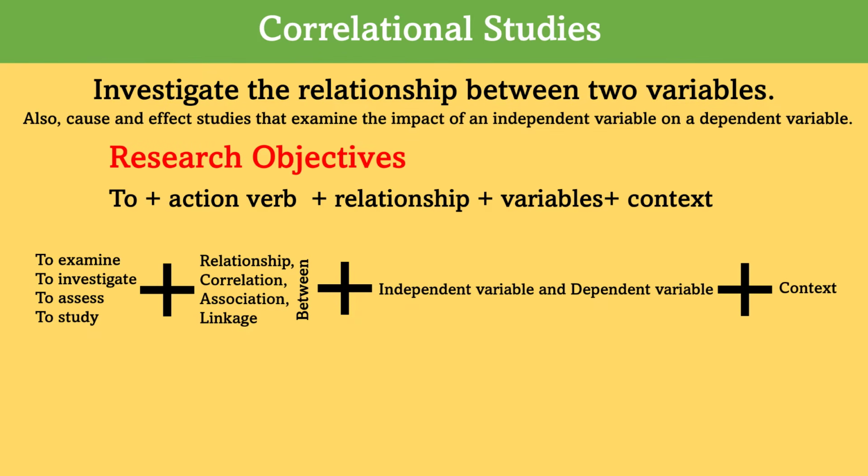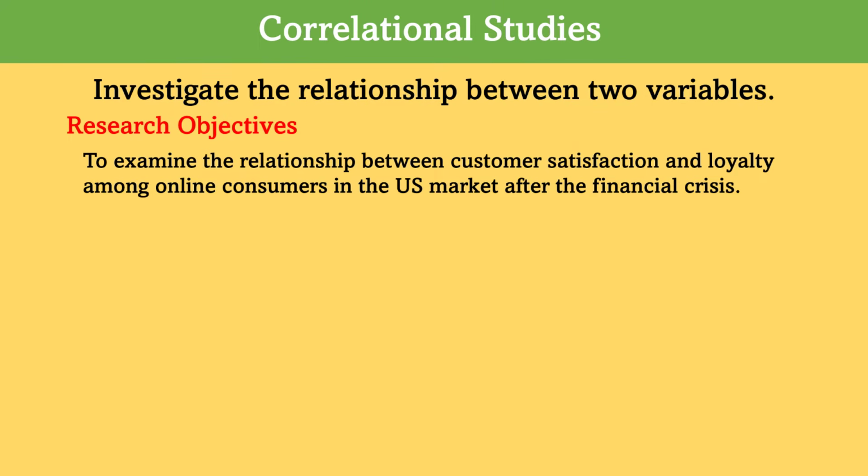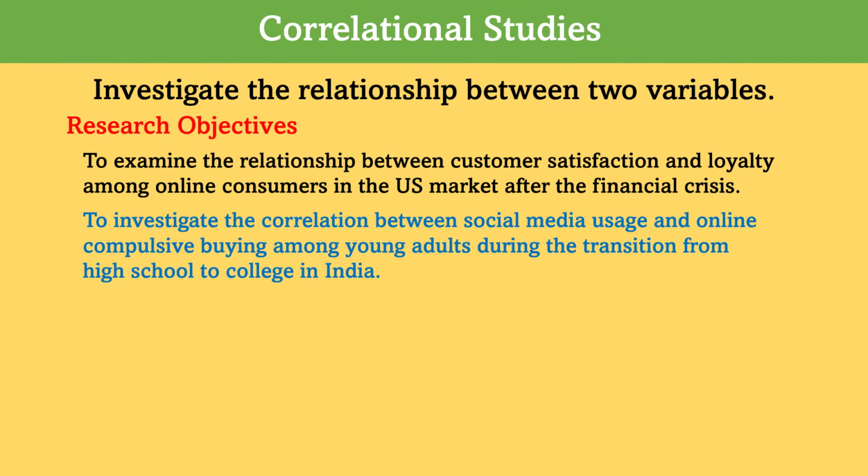A correlational research objective always starts with to and then an action verb like to examine, investigate, study, and then the relationship, linkage, correlation, or association between independent variable and dependent variable in a specific context. And the research question can be stated as, what is the relationship between independent variable and dependent variable in a specific context? For example, to examine the relationship between customer satisfaction and loyalty among online consumers in the US market after the financial crisis. Or to investigate the correlation between social media usage and online compulsive buying among young adults during the transition from high school to college in India.